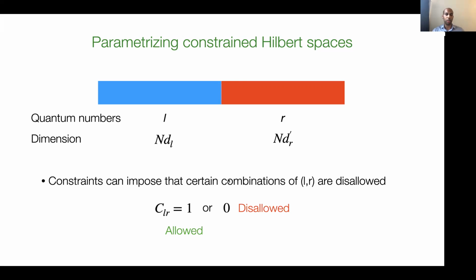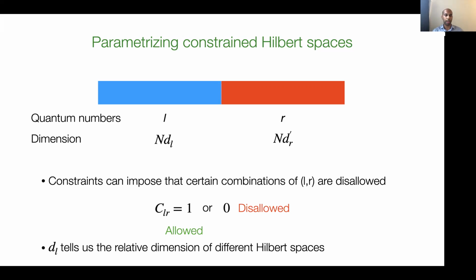You can think of a general matrix C, which is 1 if it's allowed and 0 if it's disallowed. So some quantum numbers across these 2 subsystems are disallowed. And in addition to that, you need another matrix or vector D to tell you the relative dimension of your different Hilbert spaces. So you need to know what is allowed and disallowed, and how fast the Hilbert space is growing.